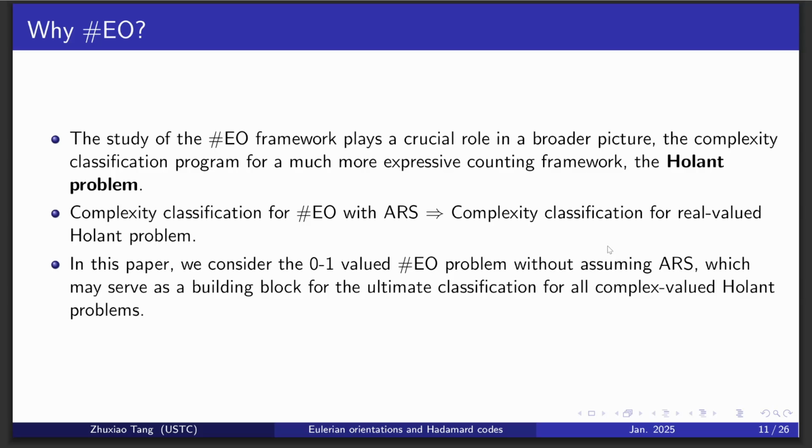If we want to prove a complexity classification for all complex Holant problems, we should first prove a complexity classification for counting EO without assuming the arrow-symmetric property. In this paper, we considered the 0-1 valued counting EO problems without assuming the ARS property, which may serve as a building block for the ultimate classification of all complex valued Holant problems.